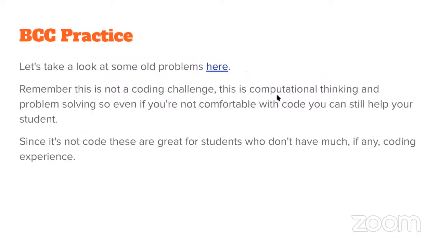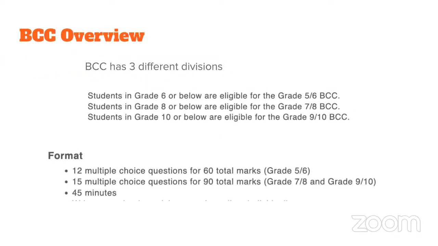And then moving on to the BCC overview. The BCC has 3 different divisions, and we've covered this in a lot of our other seminars, so I won't go too in depth into this, but there are 3 divisions: grade 5 and 6, 7 and 8, 9 and 10. They're pretty self-explanatory in what division your student would want to compete in. It's all grade based. The format for the grade 5 and 6 group is 12 multiple choice questions for a total of 60 marks, and then 15 multiple choice questions for the older 2 divisions.